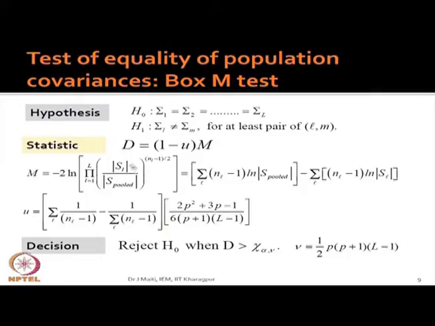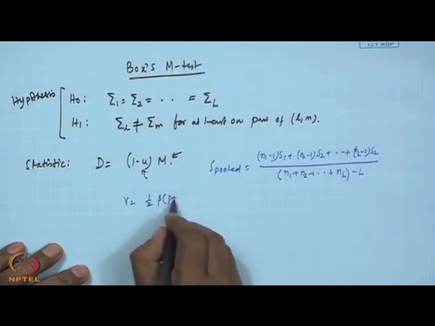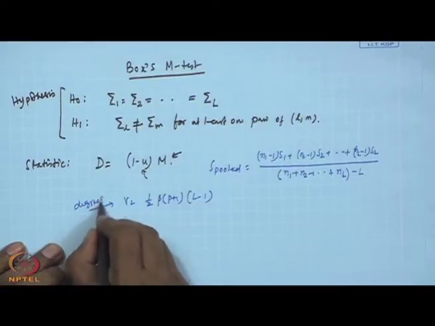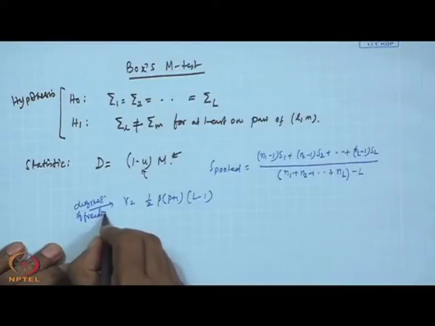So, now if you put M and U in D, D follows a chi-square distribution with nu degrees of freedom, where nu is 1 by 2 p into (p plus 1) into (L minus 1). Okay. So, you have to remember this. What is your nu value? Nu equal to half p into (p plus 1) into (L minus 1), that is the degrees of freedom for D.